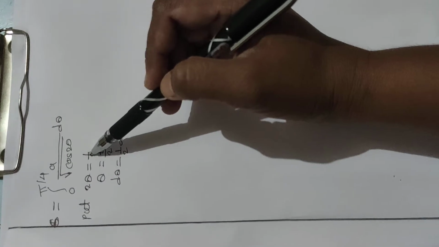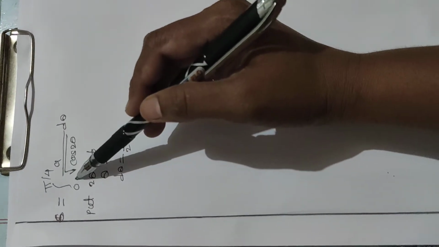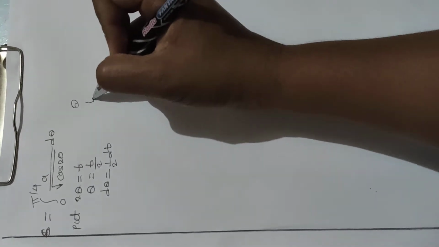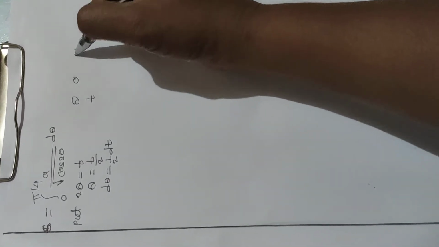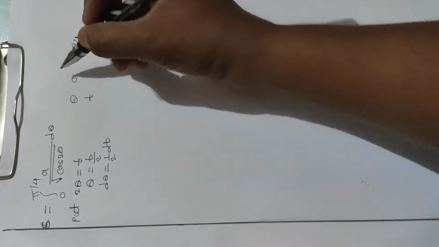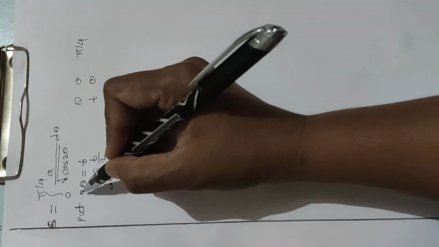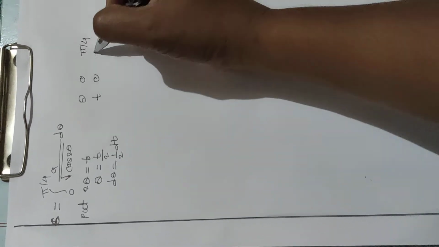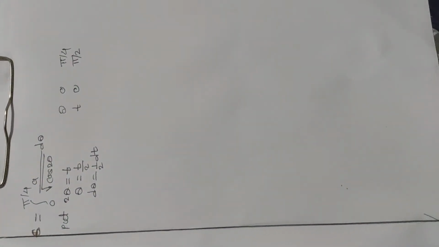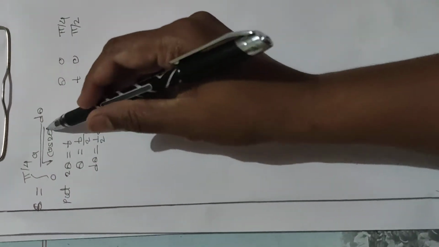Obviously, the limits will change because these are the limits of theta. So we have to calculate the limits for t. The limits of theta are 0 to pi by 4. If theta equals 0, then t is also 0. And if theta equals pi by 4, then 2 into pi by 4 gives t equal to pi by 2. So the new limits of t are 0 to pi by 2. Put these values in that integral.